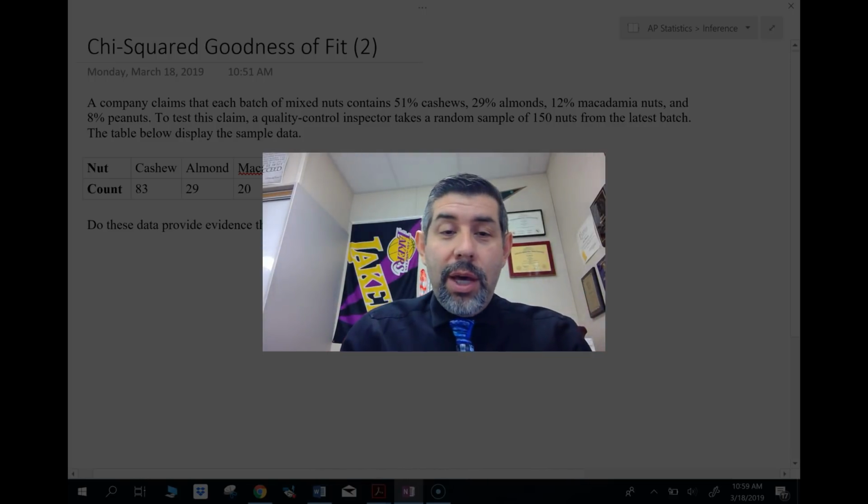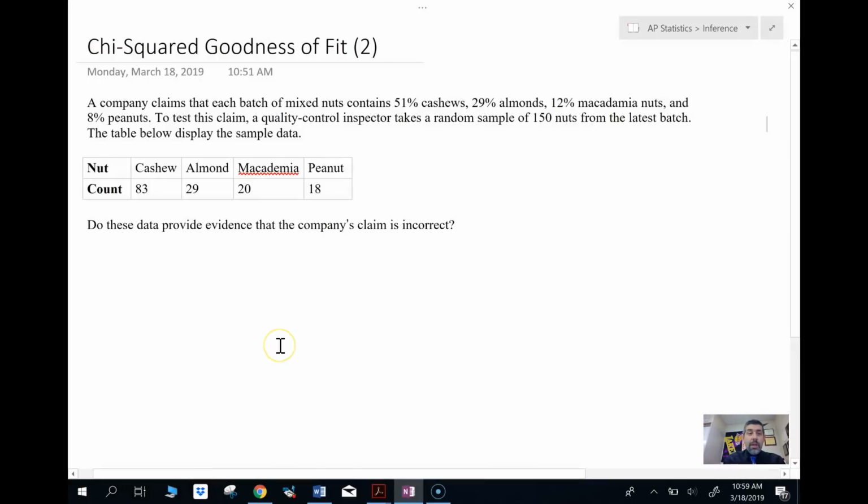Let's take a look at my example. A company claims that a batch of mixed nuts contains 51% cashews, 29% almonds, 12% macadamia nuts, and 8% peanuts. To test this claim, a quality control inspector takes a random sample of 150 nuts from the latest batch. So he took a random sample. That's important because it will be important for our first condition.